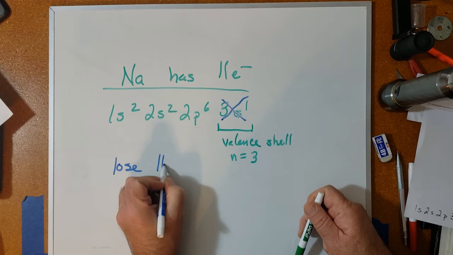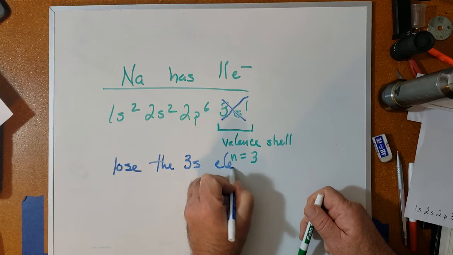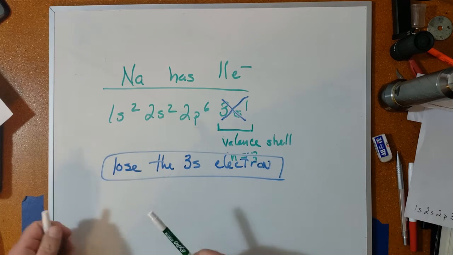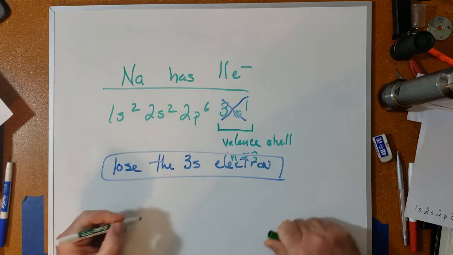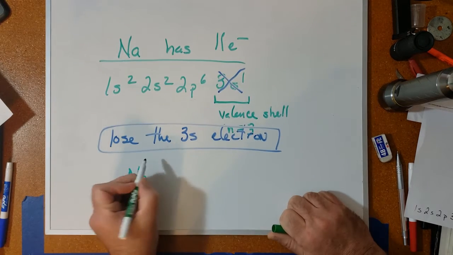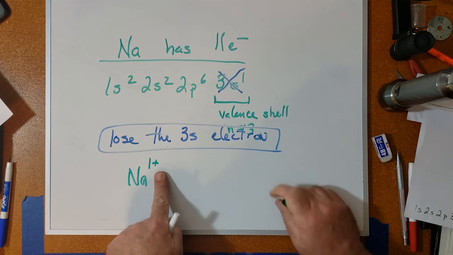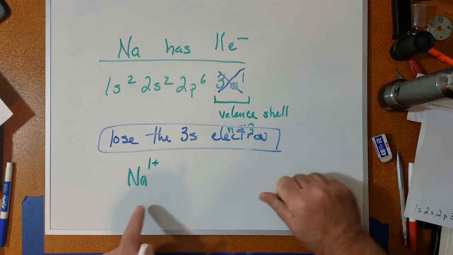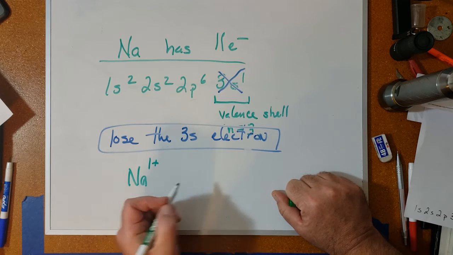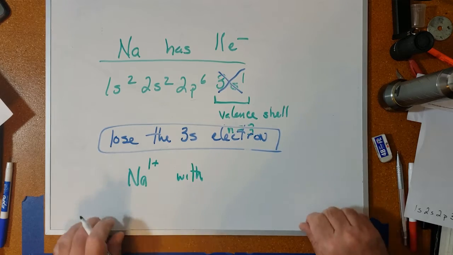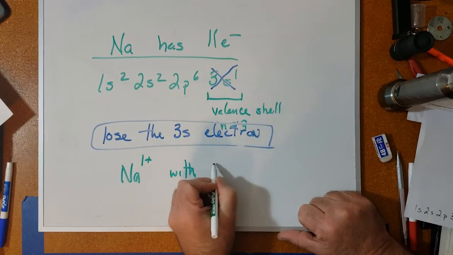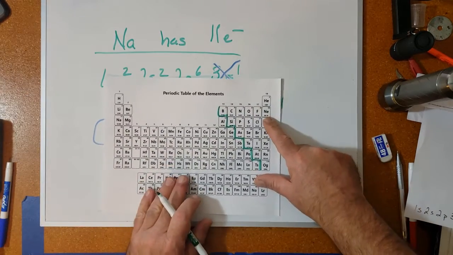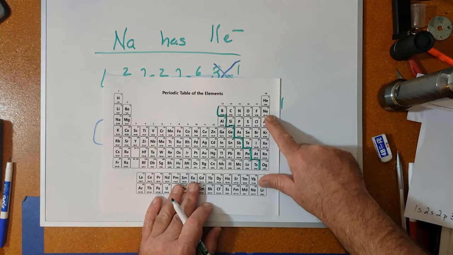Lose the 3s electron, what do I end up with? Well, the sodium atom now becomes a sodium plus 1 ion. If you're losing an electron, you're losing negative charge, which means you become positive. So the sodium becomes a plus 1 ion with not 11 electrons, but 10 electrons. And we've seen this before. 10 electrons is the exact same number of electrons as the noble gas neon.